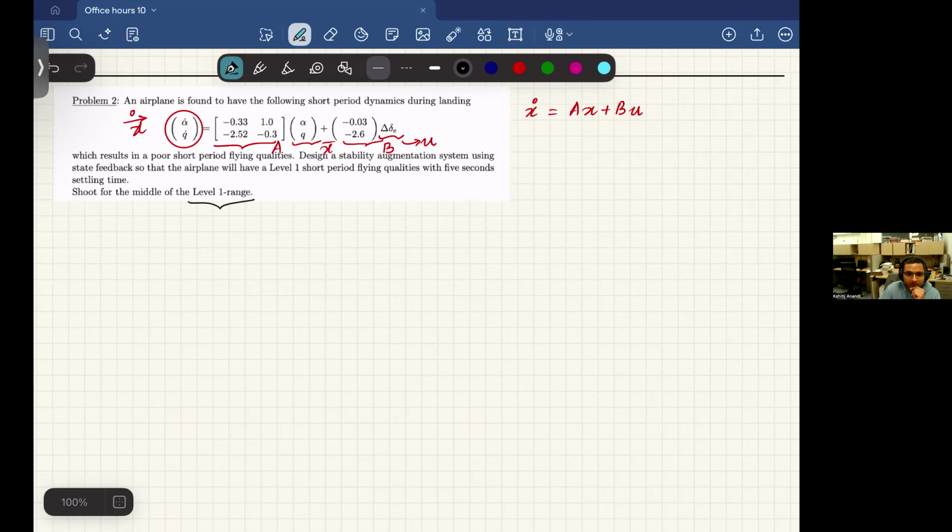Since we are looking at short period dynamics, we'll go with CAT C because that's the most commonly used phase in the flight. And for CAT C, if you shoot in the middle of the L1 range, zeta desired is going to be 0.85. So actually the range is 0.825, yeah.